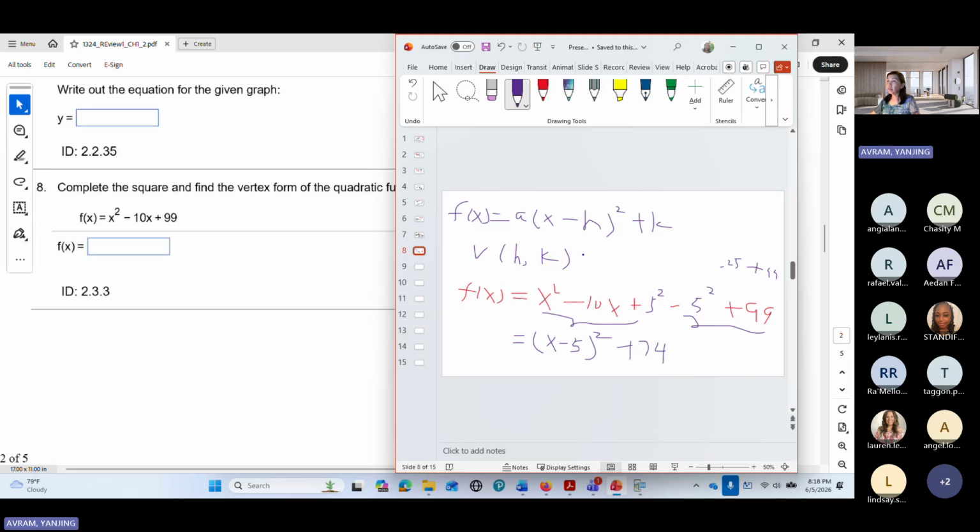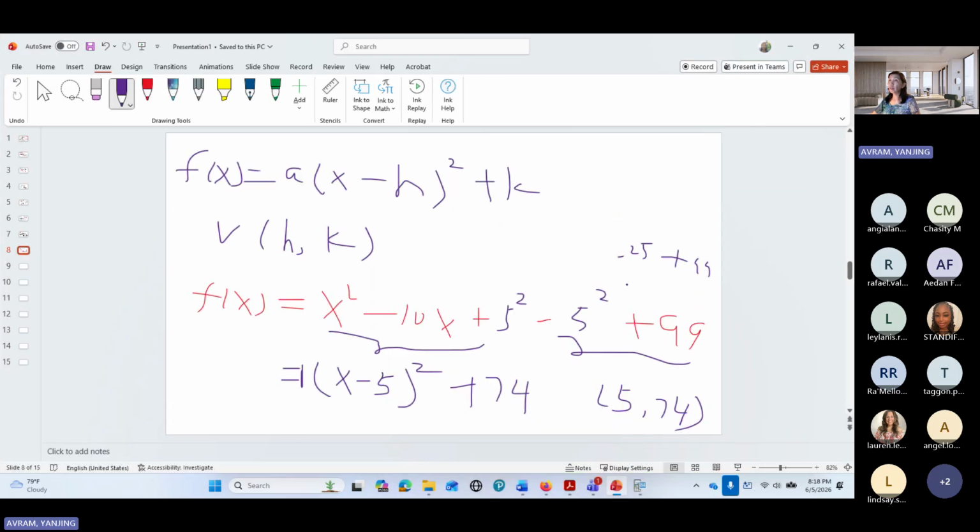And then I compare to this one right here. My h here will be 5, right? So my k here will be 74. My a here will be 1. We usually don't need to write down 1. So my h, with the minus sign in front, is minus 5. So h here is 5. k here is 74. So this is the vertex. That's called the completing the square method.